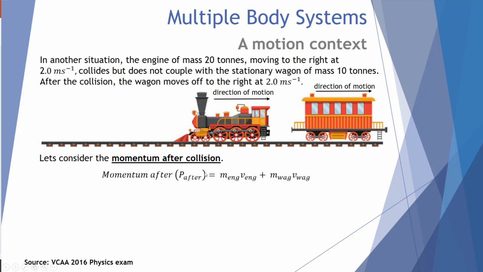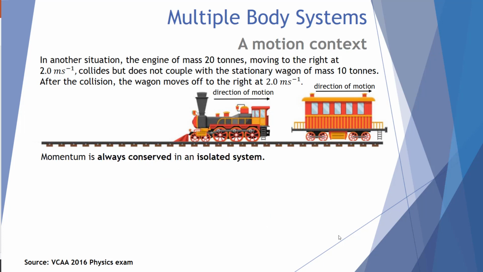Similarly, after the collision, the momentum after, we have the momentum of the engine, its mass times its final velocity, and the momentum of the wagon, its mass times its final velocity. Note these two objects are no longer coupled. This is not a system. We can't combine them together. We have to look at these individually. So the mass of the engine was 20,000 kilograms, and we don't know its velocity after the collision. That's what we're trying to find. That's our unknown. The mass of the wagon is 10,000 kilograms, and we know its velocity was 2 meters per second. So that's how we can write out the momentum after the collision.